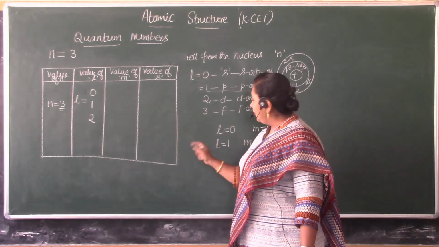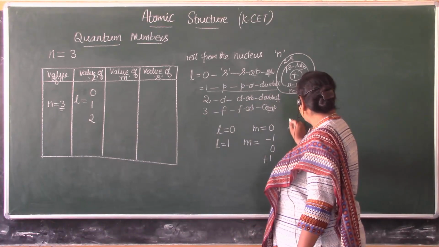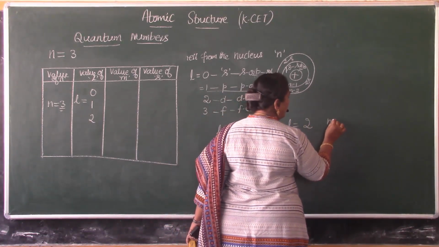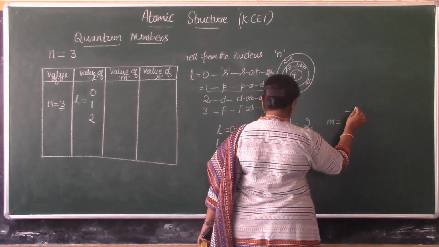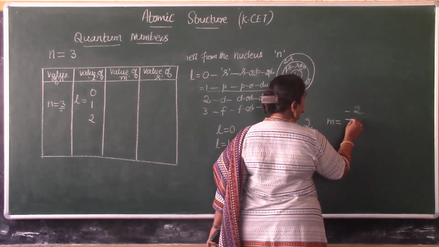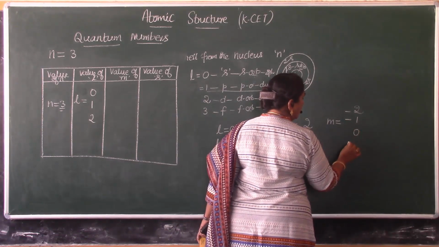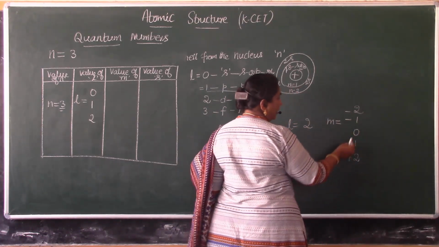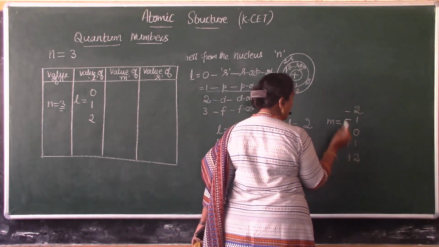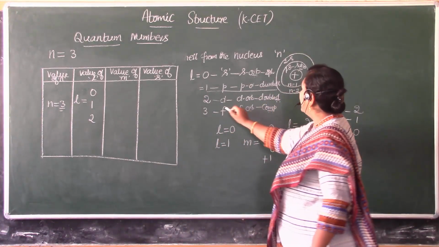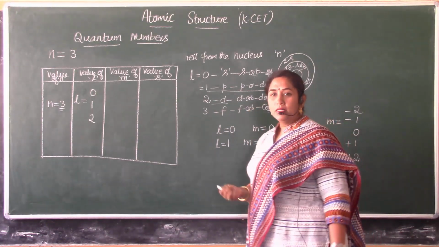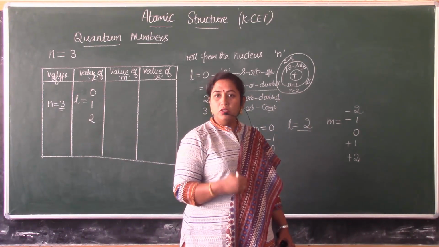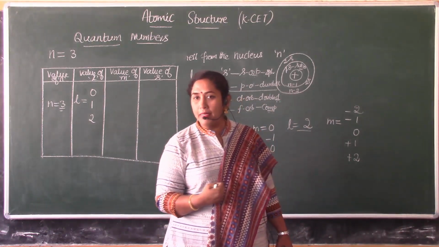Then if L is equal to 2, so what are the values of M going to be? -2, -1, 0, +1, +2. So how many values of M are there? 1, 2, 3, 4, 5. What does L is equal to 2 indicate? D. How many orbitals of D are there? 5. So that matches. This is how the value of M is to be written based on the value of L.